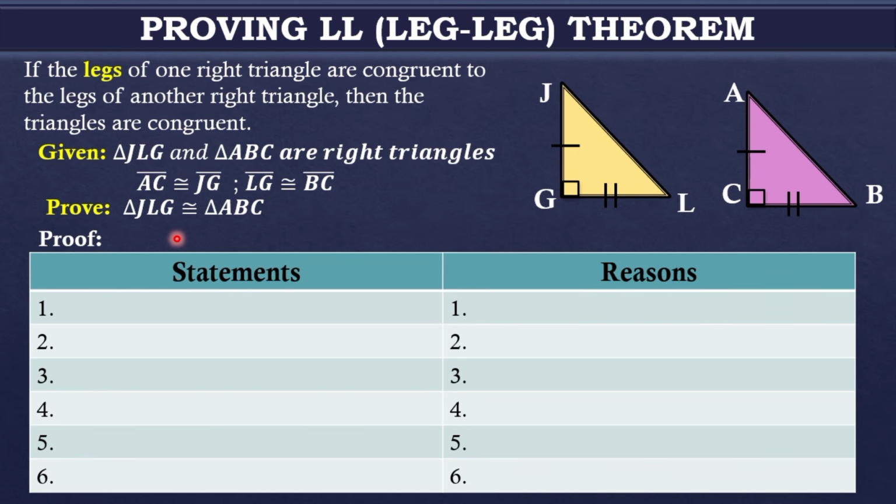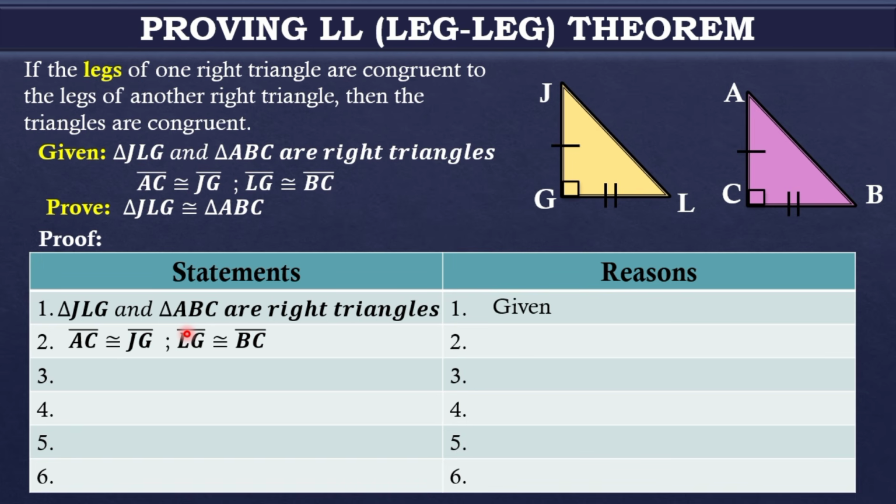So, let's have the proof. So, first statement is you're given, of course. So, lagay natin that triangle JLG is congruent to triangle ABC. So, this is given. Next, segment AC is congruent to segment JG and segment LG is congruent to segment BC, so this is also given.